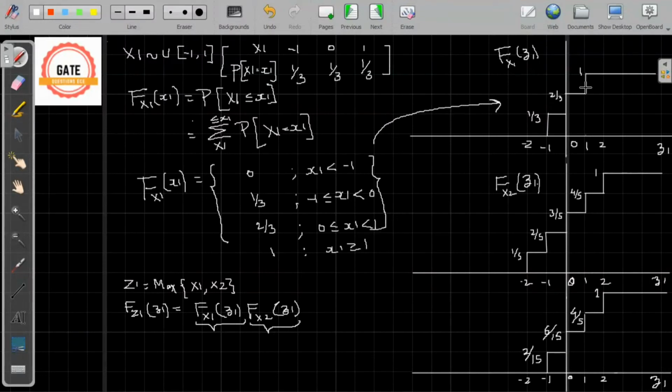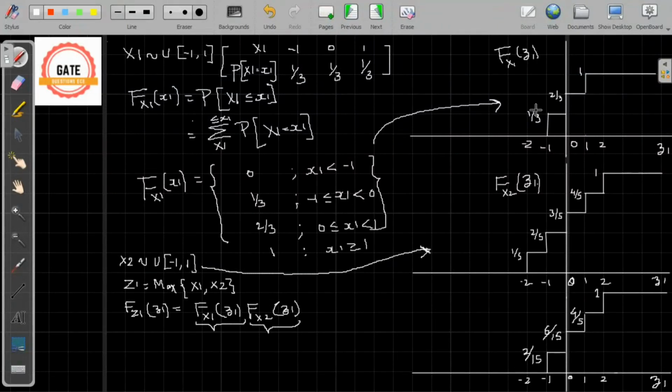Similarly, for x1 equal to 1, its step size is again 1 by 3, so the probability is 1 by 3. Similarly, we know that X2 is a uniformly distributed discrete random variable over the range -2 to 2. Similar to X1, by following the same procedure, we can calculate the CDF of X2. I will leave its calculation to the students, and you can finally verify that its CDF will have this type of staircase diagram.